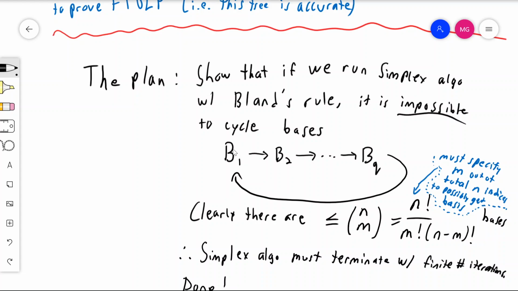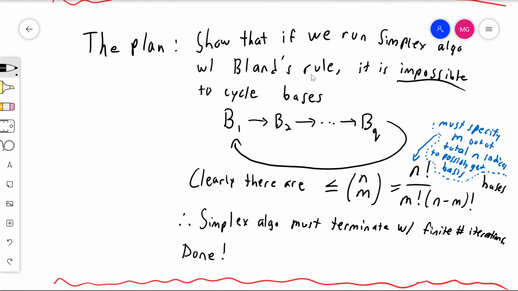So it'd be like this. You're at some basis B1, and then you run an iteration of simplex with Bland's rule, always with Bland's rule now. It's just part of the algorithm. You get to some basis B2, and then you run another iteration, and another, and you get to basis BQ, and then you run another iteration, and then you're back at basis B1 where you started. And so that would be a cycle of bases. And we're saying it is impossible to cycle bases like this when you run simplex algorithm with Bland's rule.